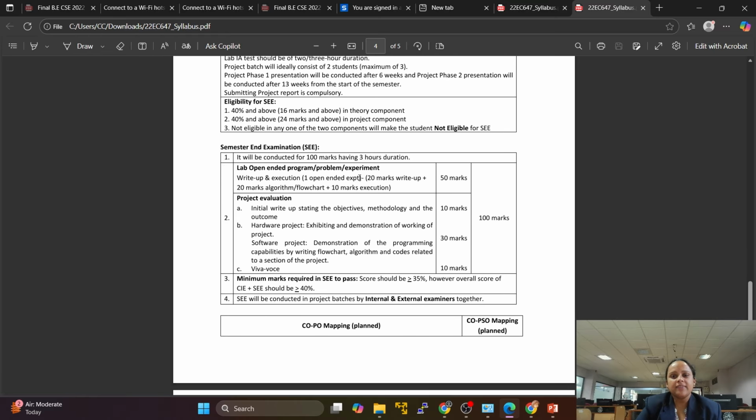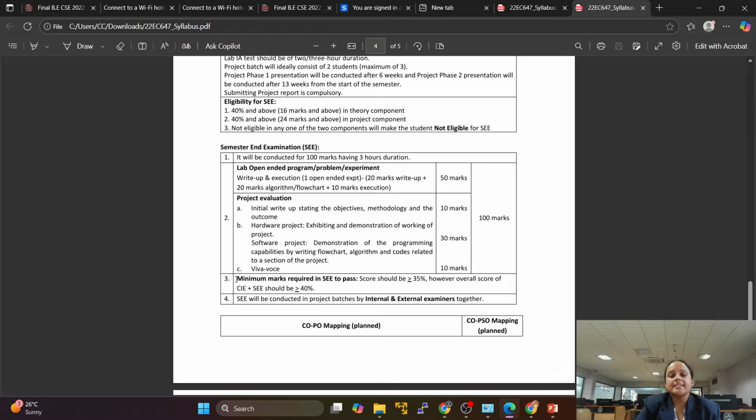For SEE, you will not have a written theory exam. It will be 50 marks for your lab, which is open-ended. As you can see here, it's for write-up and execution. One open-ended experiment is done: 20 marks for write-up, 20 marks for algorithm, and 10 marks for execution. Then the project valuation: you'll have another 50 marks, where you will be writing the project and the report, plus the hardware execution and software execution, and your viva, which will be 10 marks.